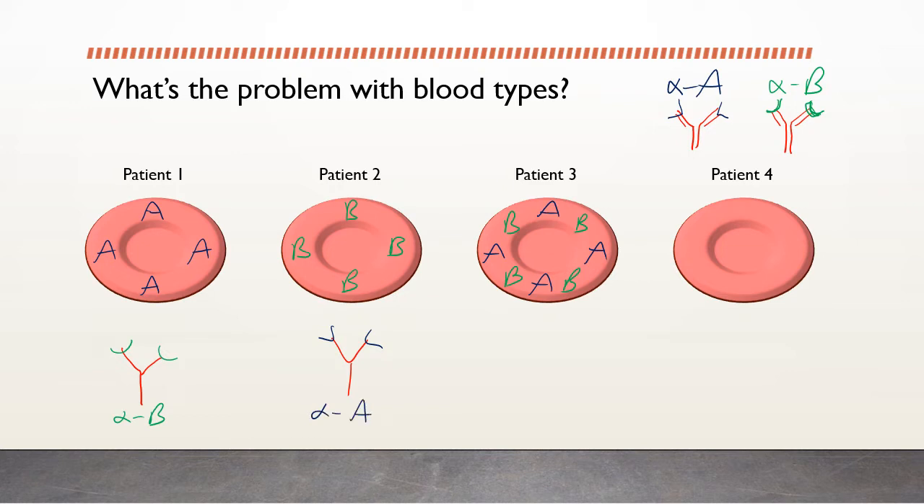So what happens if you give a transfusion from patient 1 to patient 2? You've now got anti-A antibodies in the blood of a patient who's also got A antigens on their blood cell. Starting to see the problem? The anti-A antibodies will bind to the A antigens on the blood that you're giving as a transfusion, and suddenly you'll have a reaction called agglutination. The red blood cells will start sticking together because of the antibodies sticking between them.